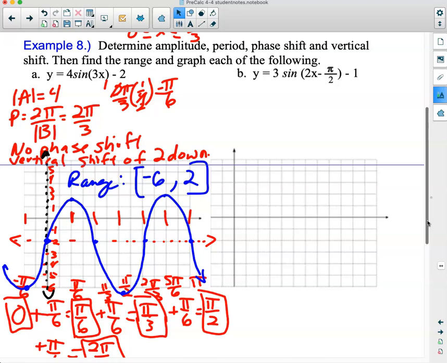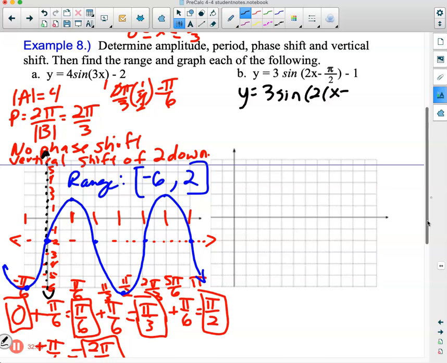And now for one that has all of those pieces in there. So y equals 3 sine of the quantity 2x minus pi over 2 minus 1. I want that in that standard form. So I'm going to go ahead and factor that 2 right away. And again, think of it as dividing by 2, which for fractions means multiplying by the reciprocal. So there it is. What's the amplitude?